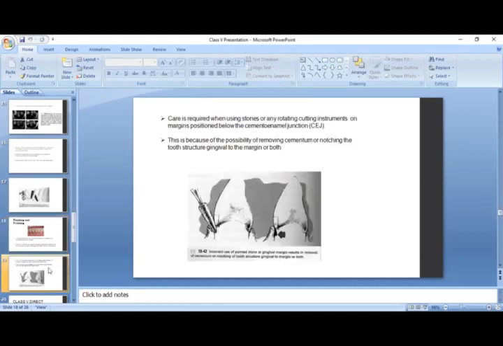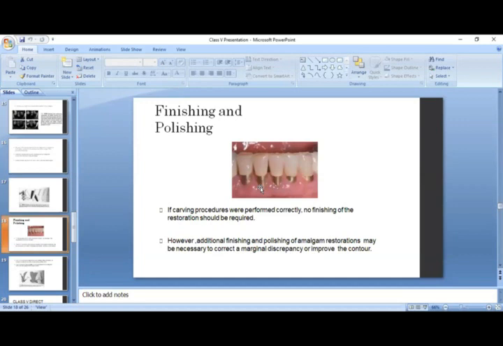Okay. Now, care is required when using the stone or any rotary cutting instrument on the margins, positioned below the contact, because of the possibility of removing cementum and notching the tooth structure at the gingival margin. Okay, this is something really important because that class 5 region you can see is very near, close to the gingival area. So any instrumentation in that area is very critical.